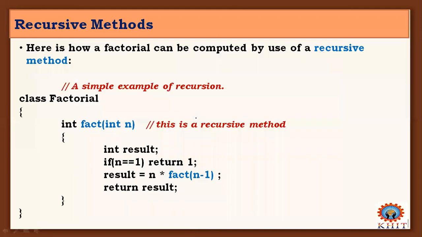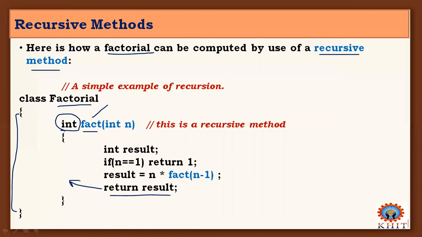We come to here. This is finding the factorial by the use of a recursive method. I have a class called Factorial. Inside this Factorial class, I have designed one method called fact, and the return type of this fact method is int. That means in the end of this method body, it returns one integer value.